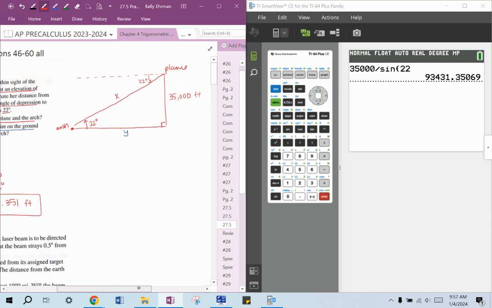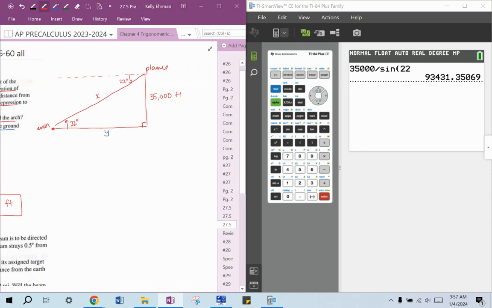Part B is solving for y. The distance between a point directly below the plane on the ground and the arch. So y is adjacent to 22. You should always use the given side length. You don't want to use your rounded x, or you don't want to use x if it's wrong or something, if you messed up. So go back to 35,000.